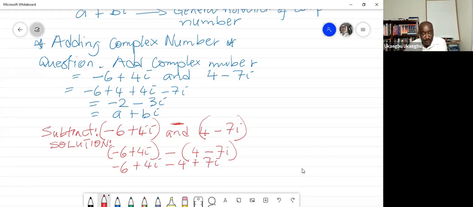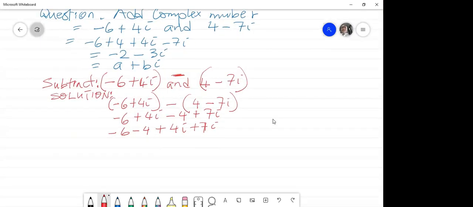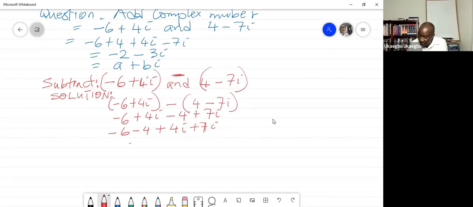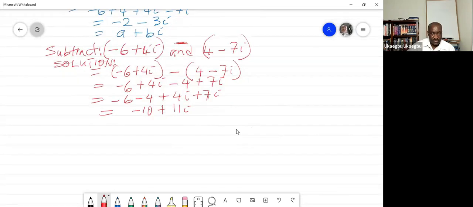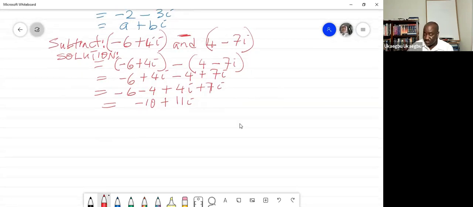And then you now combine like terms. So what are the like terms now? Yeah, so you have negative 6, negative 4, plus 4i plus 7i. So negative 10. Yes, so negative 10 plus 11i. And that's the solution when you perform subtraction. Okay, so how about multiplication?